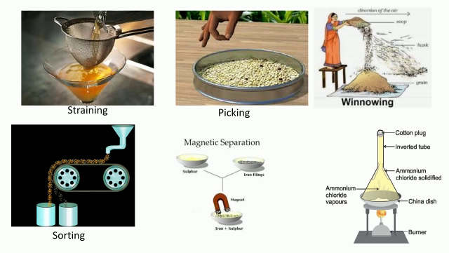In such cases, we separate the unwanted ingredients from the mixture. For this purpose, simple and easy methods such as straining, sifting, picking, sorting, winnowing, combing with a magnet and sublimation are used. On screen, you will see the examples of various methods of separation.